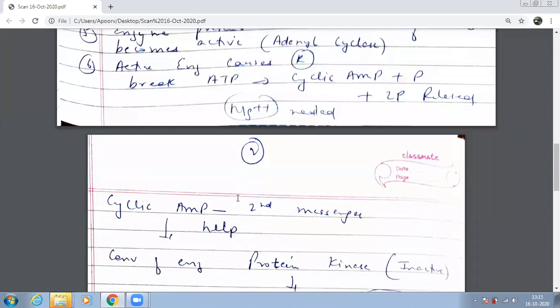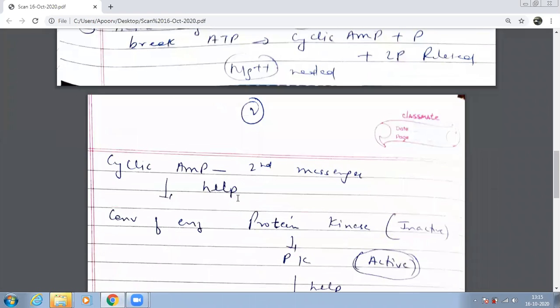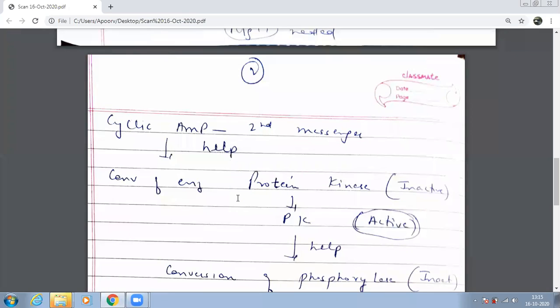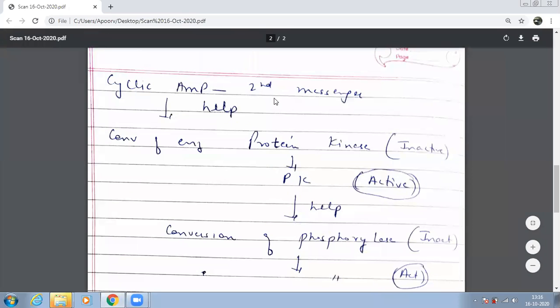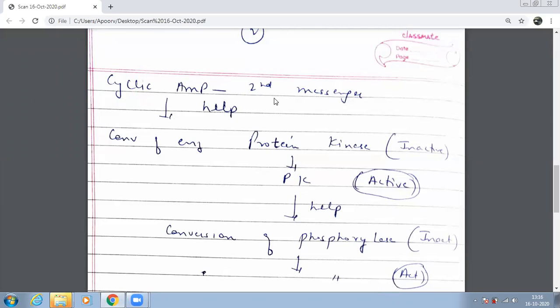Some ions will be needed. Which ions are needed for this reaction? Magnesium ions. I've written it very roughly, children. Next time I'll try to make it neater for you, but I was in a hurry. So who is going to act as a second messenger? Cyclic AMP. After cyclic AMP, we are going to remember that formula where Anshika was getting confused. What was the formula we made short? PPG.